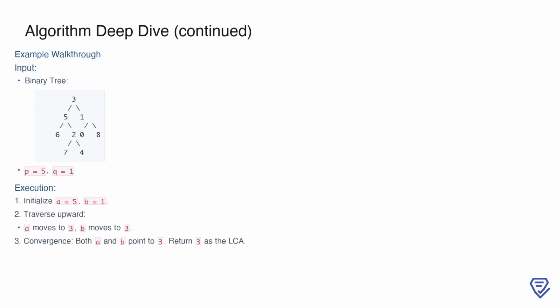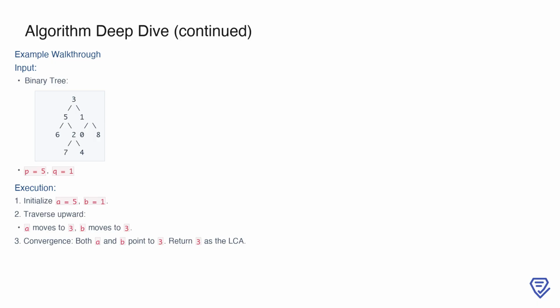Let's consider an example to see the algorithm in action. Imagine the following binary tree. The root is node 3, with 5 and 1 as its children. Node 5 has children 6 and 2, while node 1 has children 0 and 8. Additionally, node 2 has children 7 and 4.